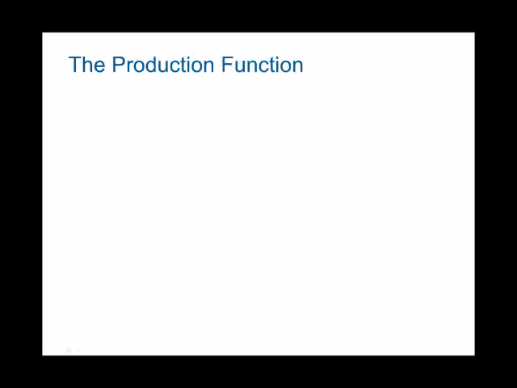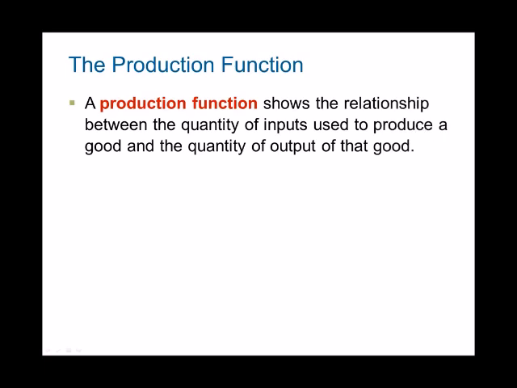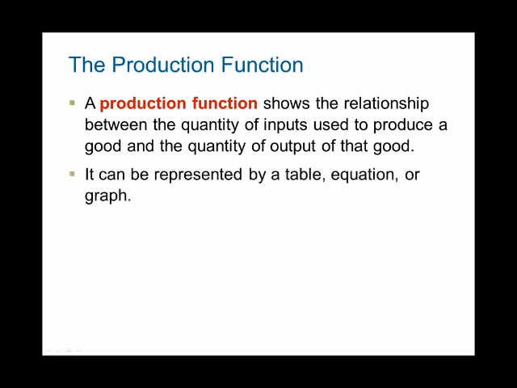Now next we come to the idea of a production function. A production function is something that shows a relationship between how many inputs are used to produce a certain amount of output. It can be shown in tabular form or in graphical form, but it basically tells us what inputs are required to produce what output. So it can be represented by a table, equation, or graph.